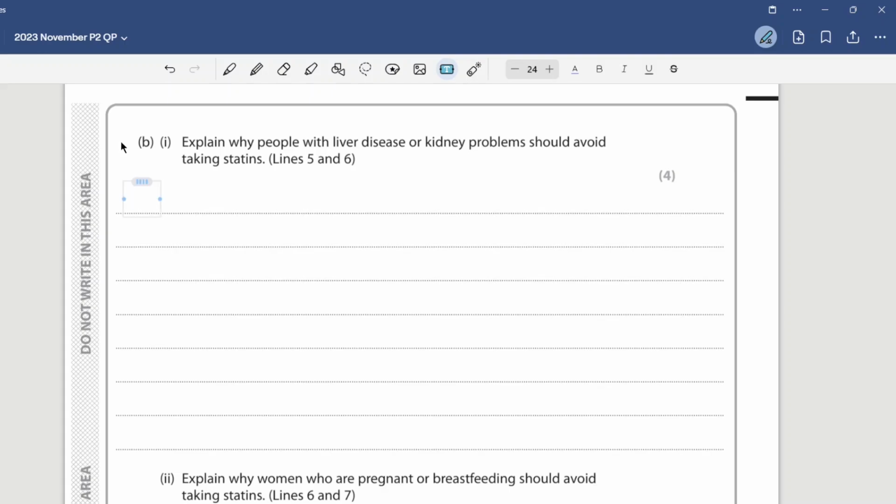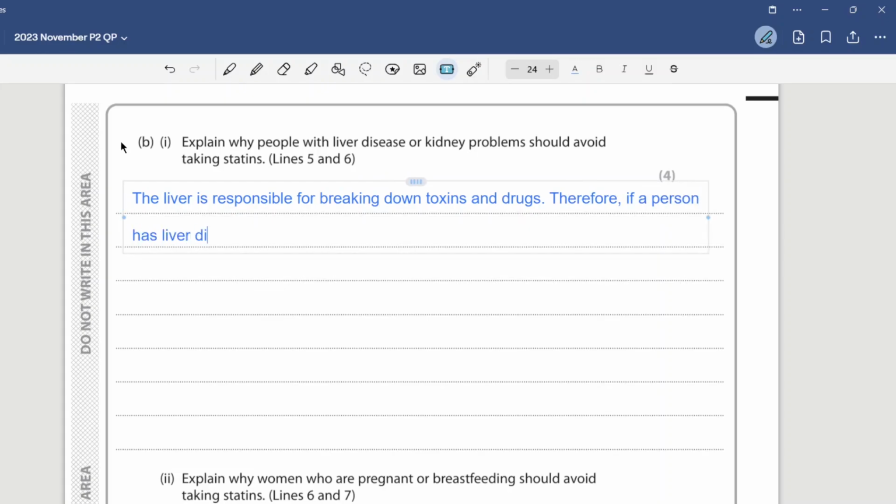So one of the main roles of our liver is to break down toxins and drugs, right? And if a person has a liver disease, then they may not be able to break down statin, and that could accumulate in their circulatory system, in their blood. So I'm going to write that down. The liver is responsible for breaking down toxins and drugs. Therefore, if a person has liver disease, they cannot break down statins.